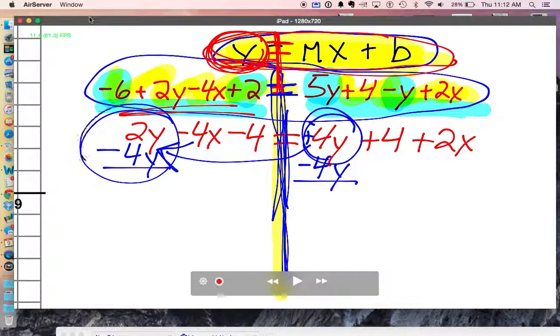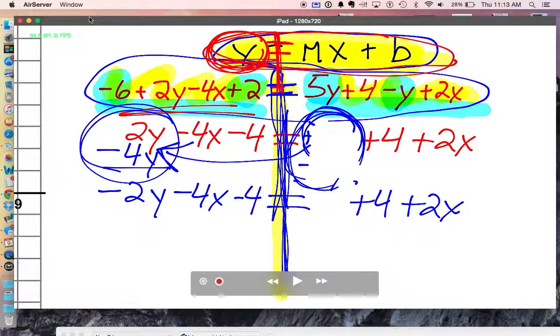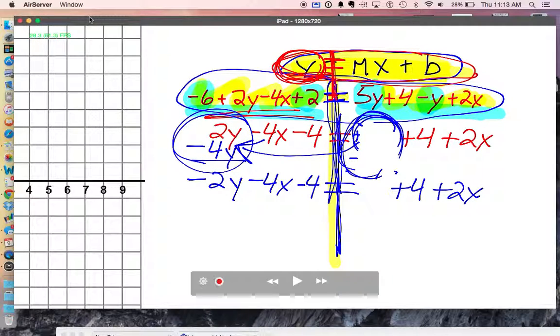And then I get +2y minus 4y is -2y minus 4x minus 4 equals, +4y and -4y cancel, or they make 0. And then on the right hand side I'm left with +4 and +2x. Okay, so I'm closer to my goal of y equals mx plus b, but I'm still not there.